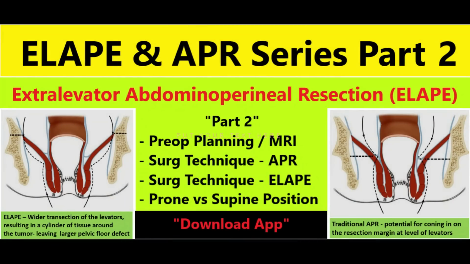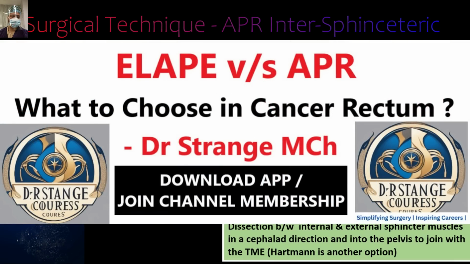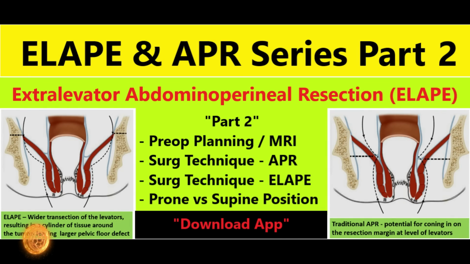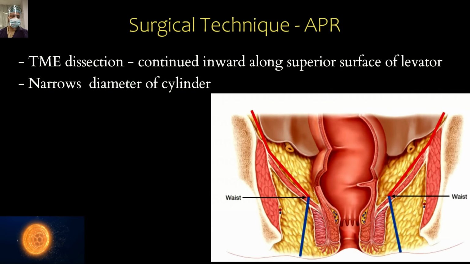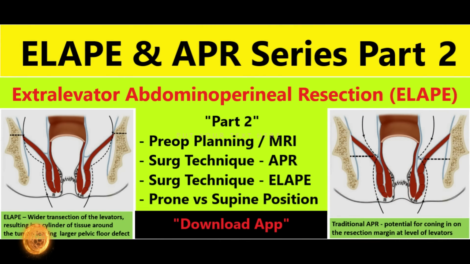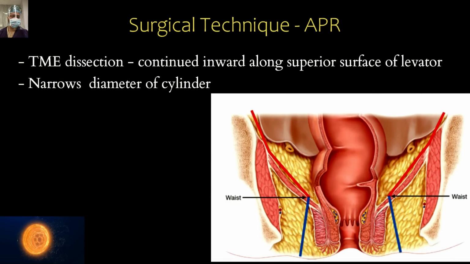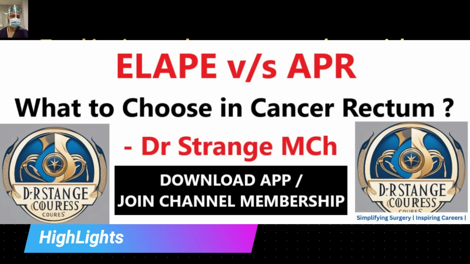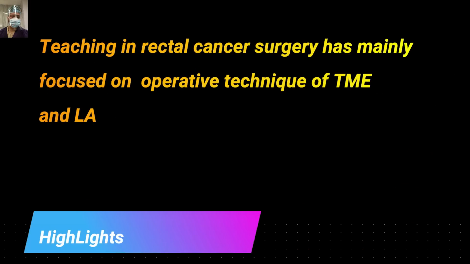Welcome back, friends. This is the second part of our extralevator abdominoperineal excision section, that is ELAPE versus APR, what to choose and how to choose. We'll carry forward the discussion from the first part. In this part, we are going to talk about preoperative planning, the surgical techniques, and the prone versus supine position.